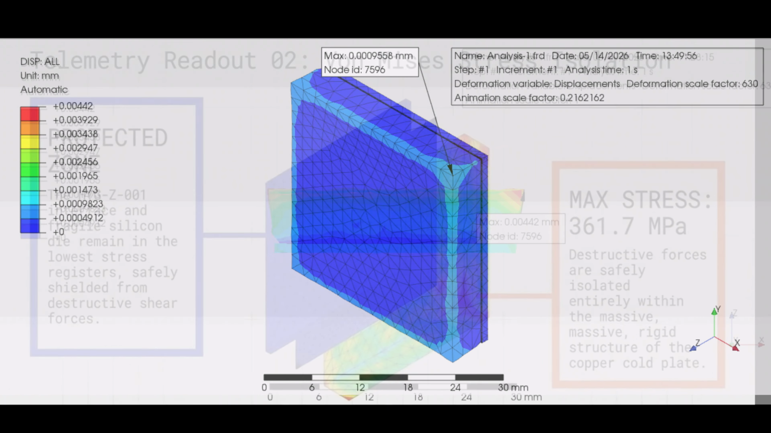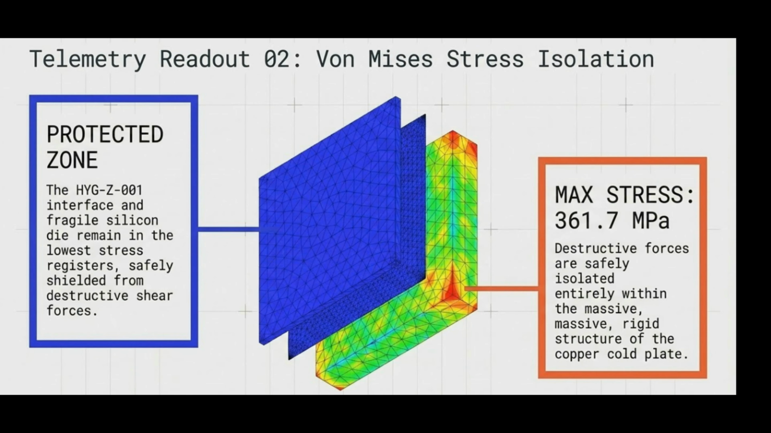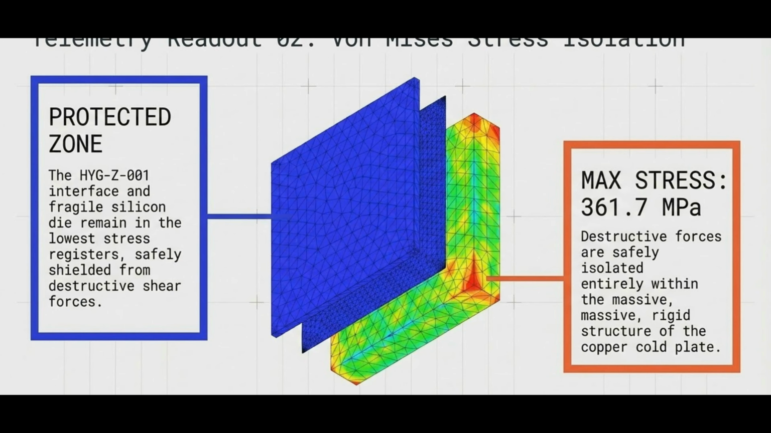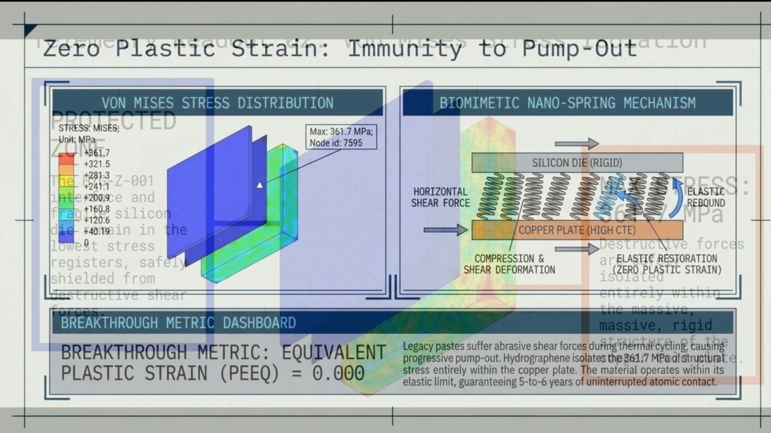Von Mises stress isolation. The von Mises stress map visually confirmed that the maximum structural shear stress, 361.7 megapascals, was safely isolated entirely within the massive, rigid structure of the copper cold plate. Critically, the Hyg-Z-001 interface and the fragile silicon die remained protected in the lowest stress registers.